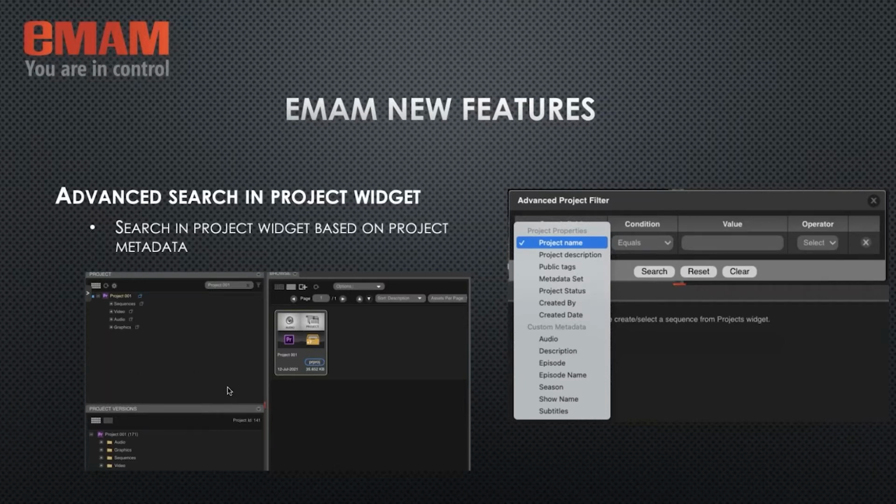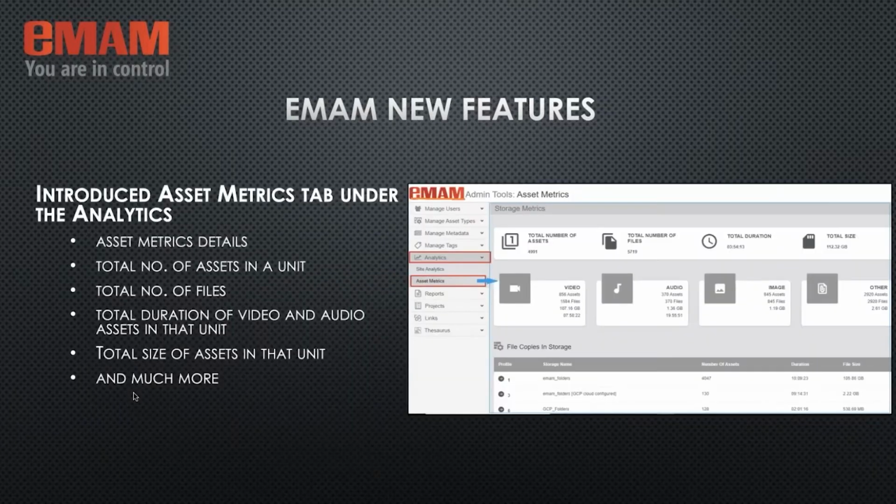We have many clients who have thousands of projects running through the Emam system. So at that point, they're basically having a hard time finding things. So with this new feature now, they can easily go in and find specific projects for specific clients and different subjects and various things that they have in their custom metadata as well. So that's brand new.